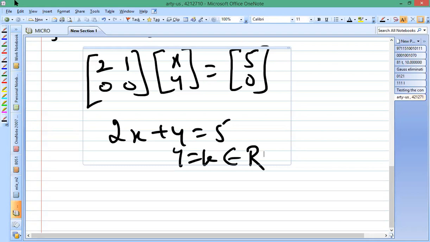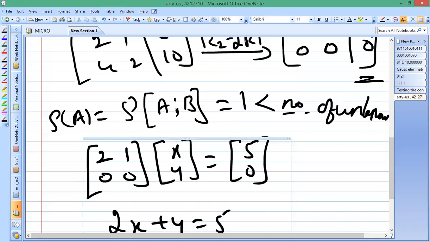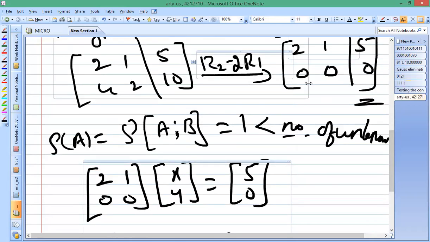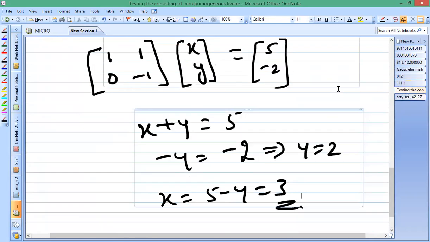It can take any value: 0, 1, -1 and so on. So for various values of y equal to k, you can have various values of x. So here it has an infinite number of solutions. Have you understood the difference between the previous problem and this problem?